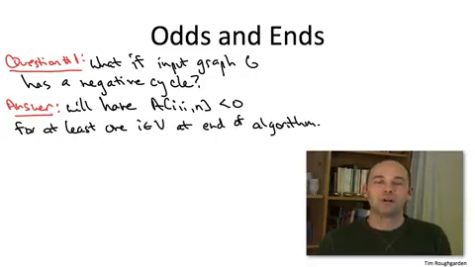Then I hope it's clear how you can use the Floyd-Warshall algorithm to solve the general version of the all-pairs shortest paths problem. Where by the general version, I mean you're given an input graph, it may or may not have a negative cost cycle, and you have to do one of two things. Either you correctly deduce that the input graph has a negative cost cycle, then you're off the hook, or you compute correct shortest paths between all pairs of vertices.